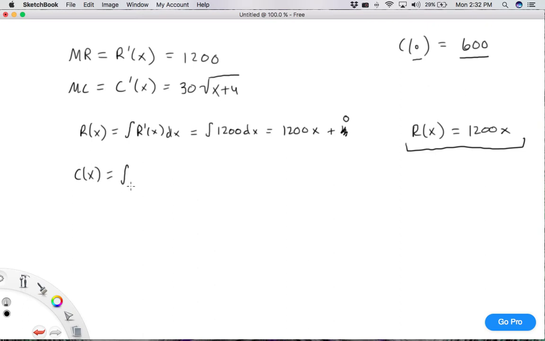Again, fundamental theorem of calculus. So if we integrate the derivative, we should be able to find our original function. So we're going to integrate 30 times square root of x plus 4, which is actually easier said than done, right? This one's a little tricky to do. First thing I would do is bring this constant of 30 to the outside of the integral. And I'm also going to rewrite square root of x plus 4 as x plus 4 to the 1/2.